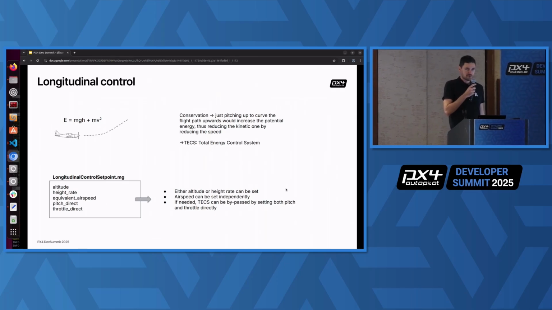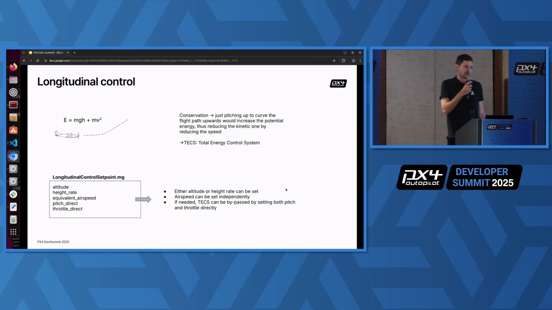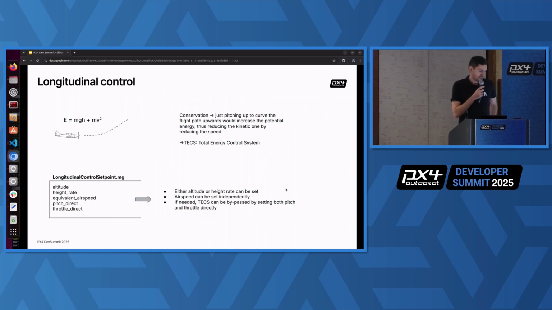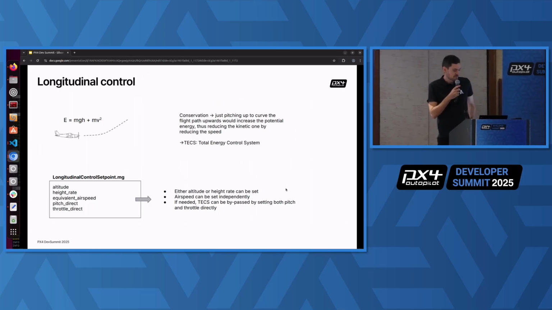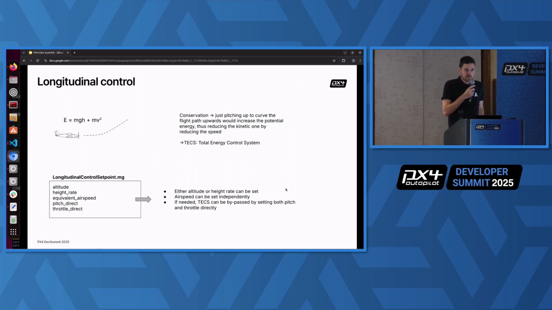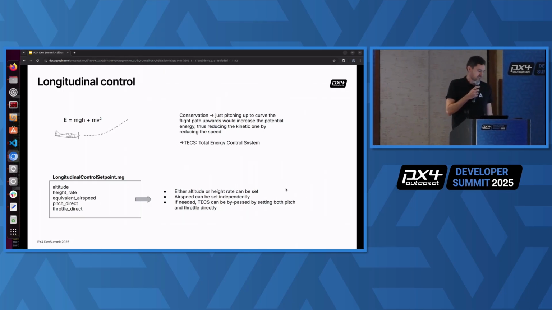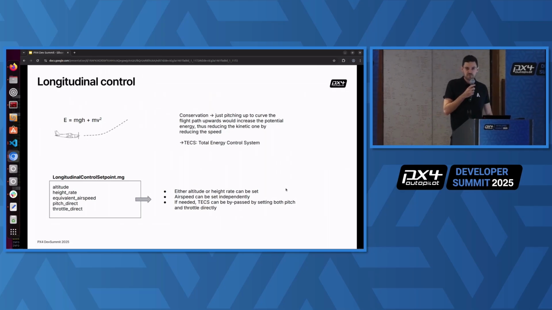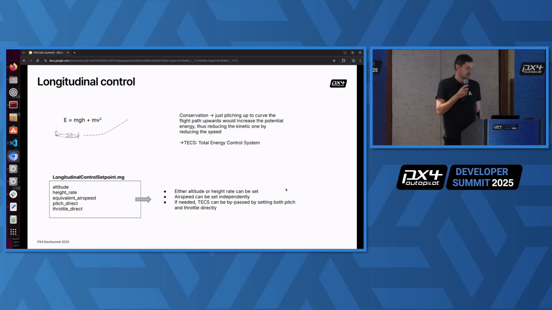The setpoint for longitudinal control consists of five fields. We can either set altitude or height rate. We can set an equivalent airspeed, I'll leave it up to you to look it up; for most applications you can just consider it being airspeed. That can be set independently of the altitude ones. And then we have a way to bypass the whole TECS controller and set pitch and throttle directly. In some conditions that's desirable, for example for takeoff or special maneuvers, where you want to override whatever TECS would be doing and just set a direct throttle and a direct pitch channel.